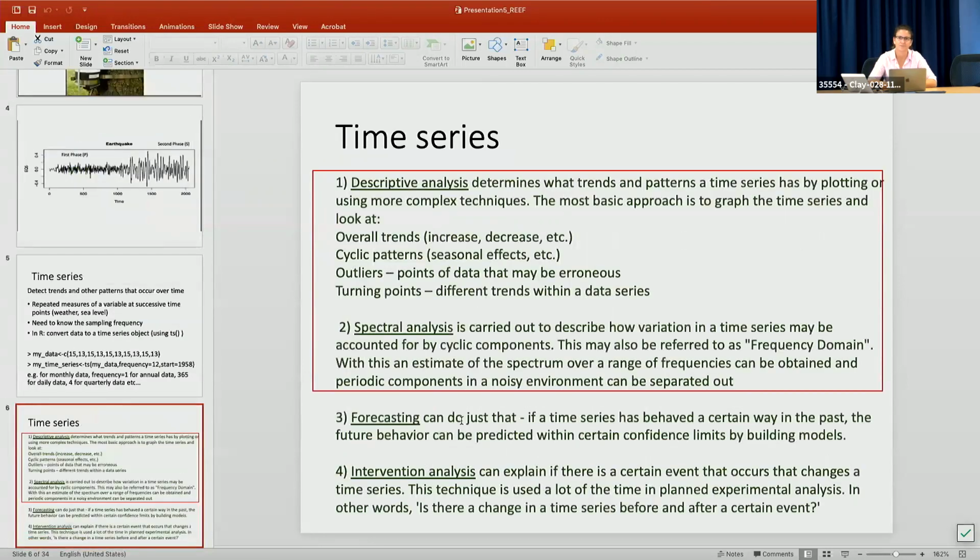So now I have a time series, what can I do with it? So first of all, what we're going to do next is what we call the descriptive analysis. So we're going to look at what is the trend. Is there a trend in my time series? Is it increasing? Is it decreasing? Or is it a stationary time series? Is it not changing over time? Is there no trend over time? And we're going to use some more complex techniques to tell us what those are.